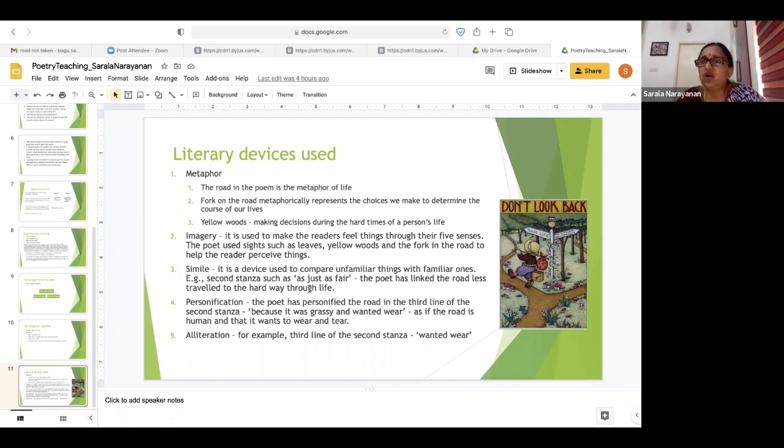So that is why we call this line a personification. He is giving the qualities of a person, the characteristic of a human being, to the road. Like we human beings or machines undergo wear and tear, which is being regularly used, the road being regularly used. So he's personifying the road here as if it should have wear and tear like the humans, human qualities. So that is personification. Next is alliteration.